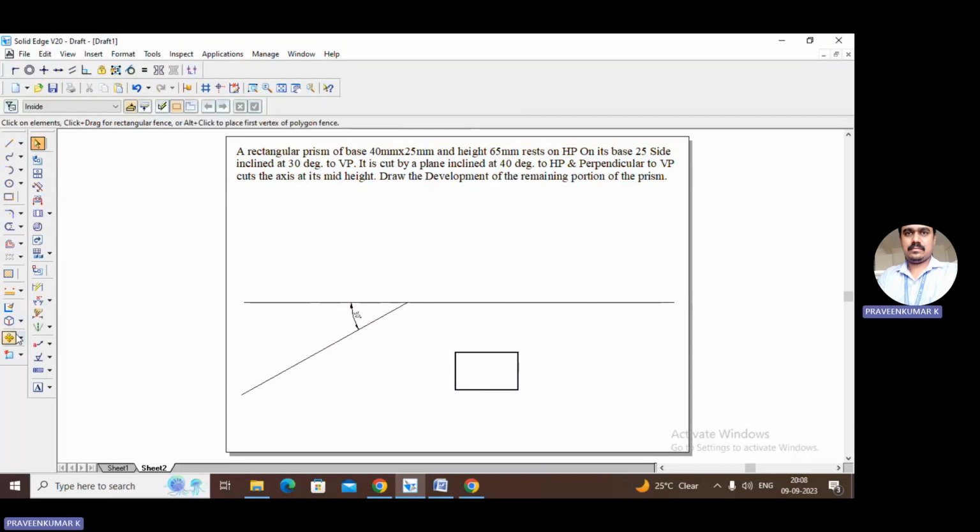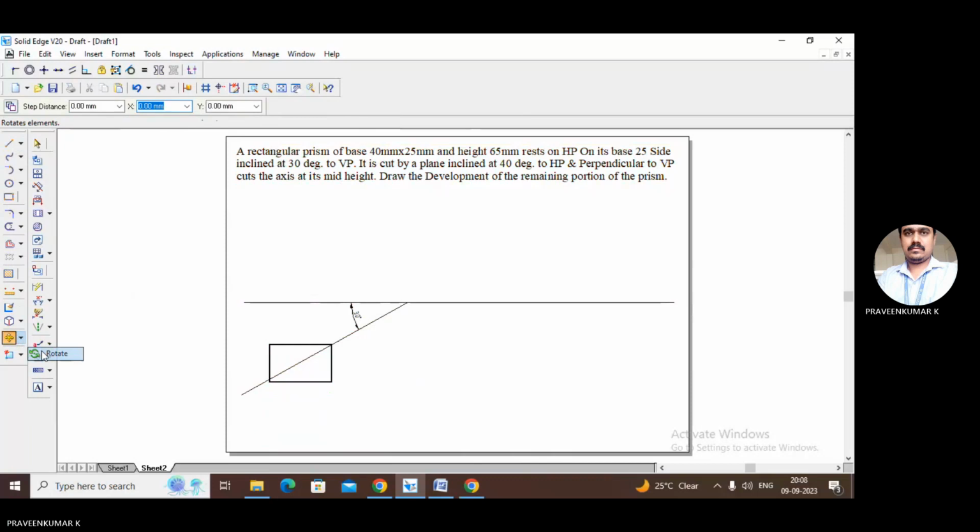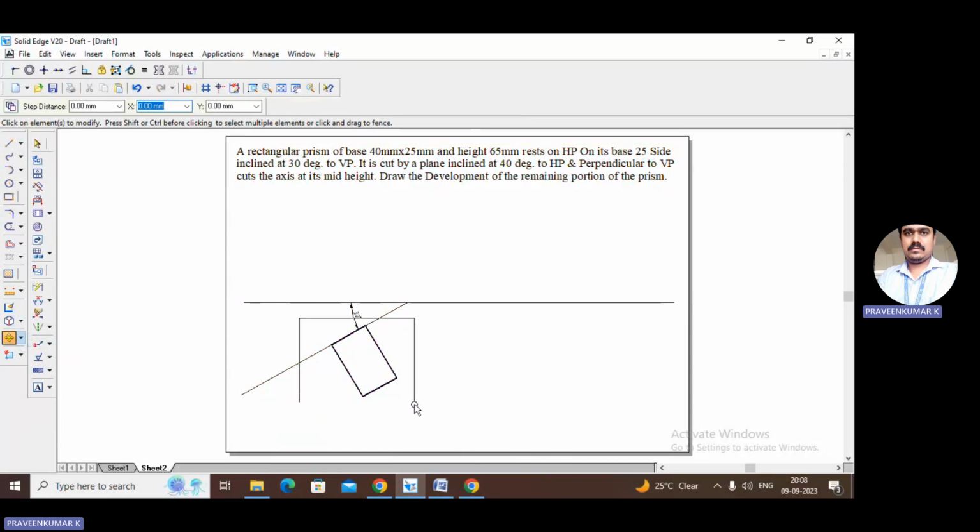So now I will go to move option. Copy should be off. Select this element and select this corner. Just place the corner on 30 degree inclination line like this. Now go to rotate. Select this complete element, and this is my start point of the rotation, and this side I place like this, or you can place like this.